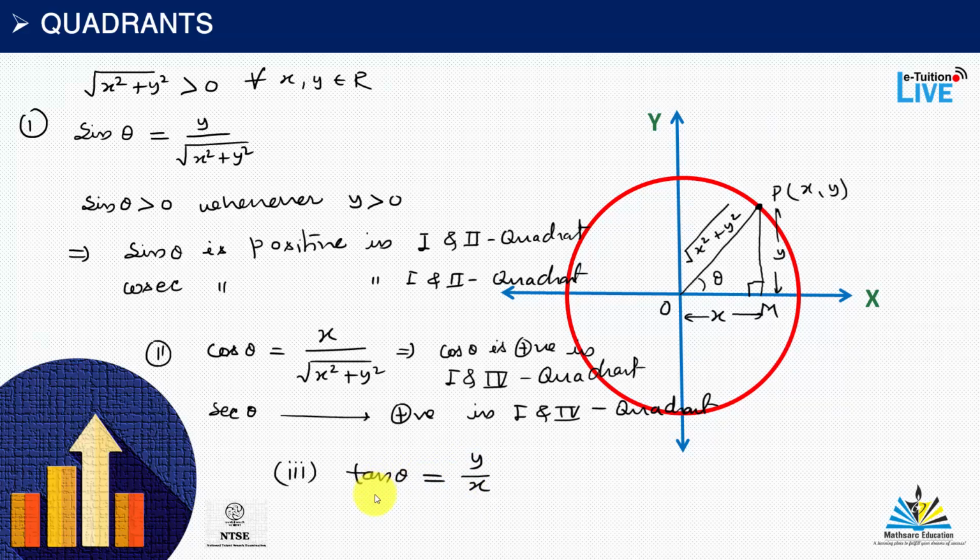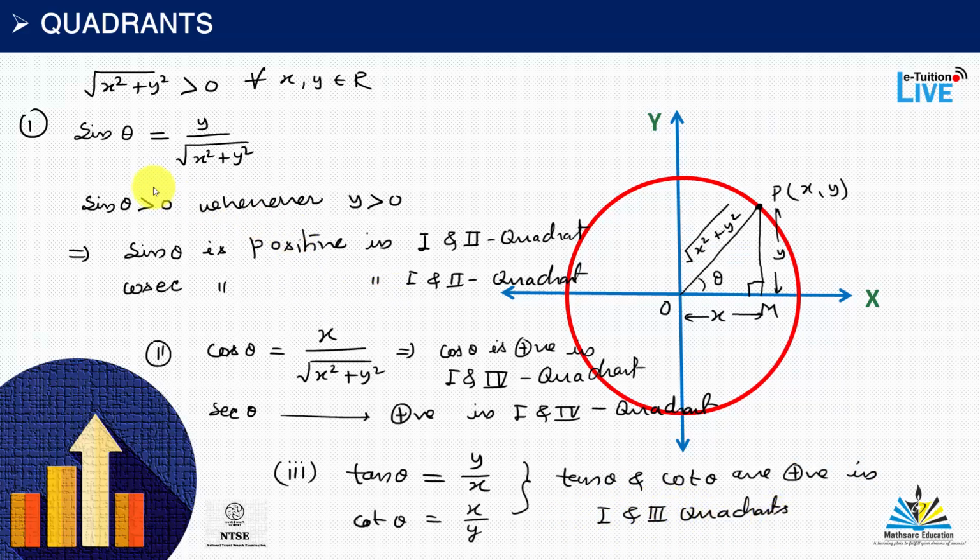Now you can see tan theta must be positive where y and x are of same sign. So you can observe this. In the first quadrant, x and y both are positive, and in third quadrant, x and y both are negative. So this is positive when both x and y are of same sign. In the same way, cot theta is equal to x upon y. So you can say that tan theta and cot theta are positive in first and third quadrants.